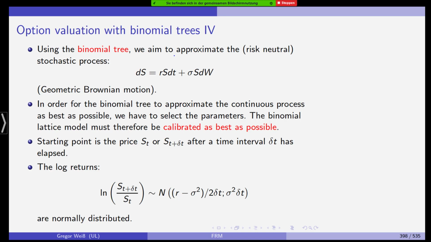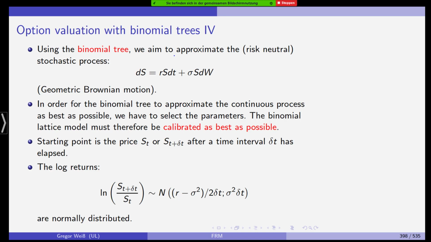The change in the stock price is dS = rS dt + sigma S dW. In order for the binomial tree to approximate the continuous process as best as possible, we have to select the parameters of the binomial tree. The binomial lattice model must be fitted to the geometric Brownian motion. The starting point is now the stock price S_t, or after a discrete time interval delta t, S_{t+delta t}. We know the log returns.